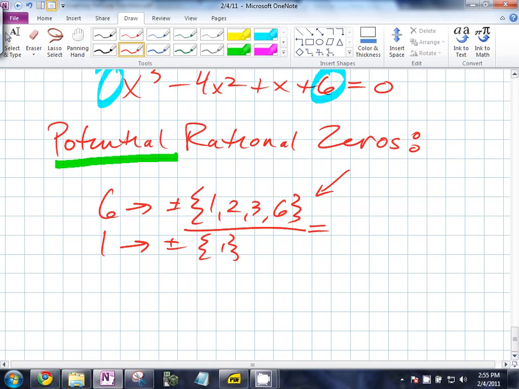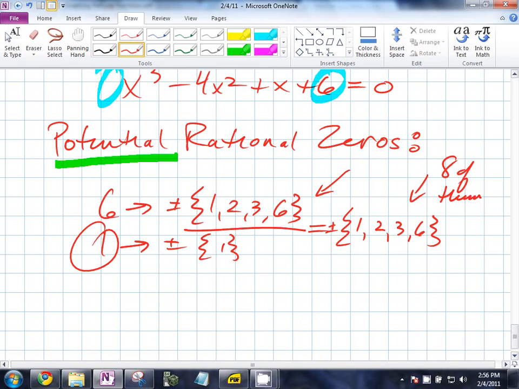What would happen if this was like 4 instead? You get more. But now, how many do we have? Actually, 8 of them, because there's plus or minus, right? There's 8 of them. Now, that seems like a lot, but how many did we start with? They start with all of them, right? So, what you do now is you need to test them. You could just plug them into your calculator and see which ones come out to be 0. What you can do now is use synthetic division.